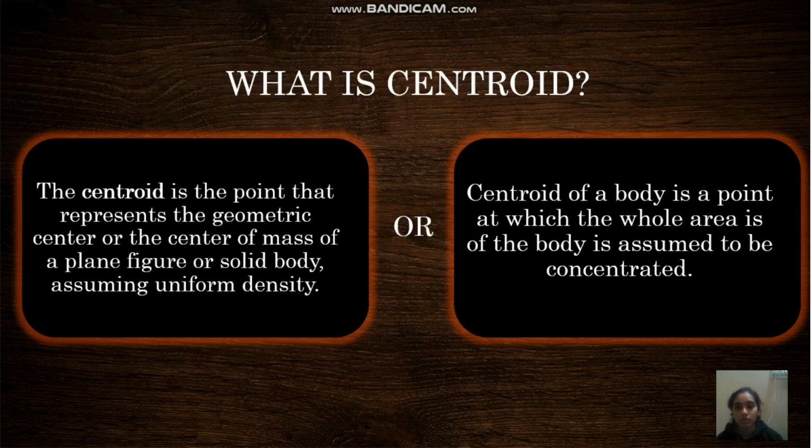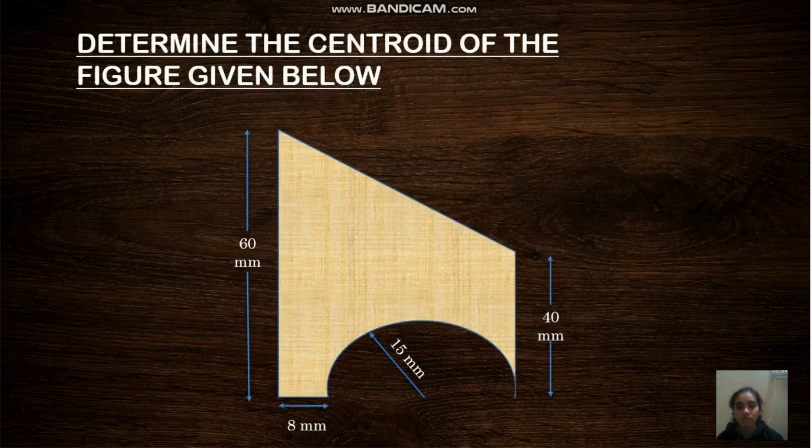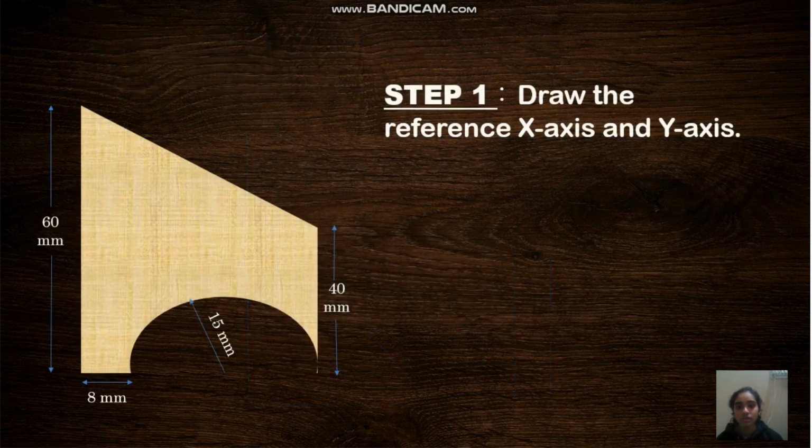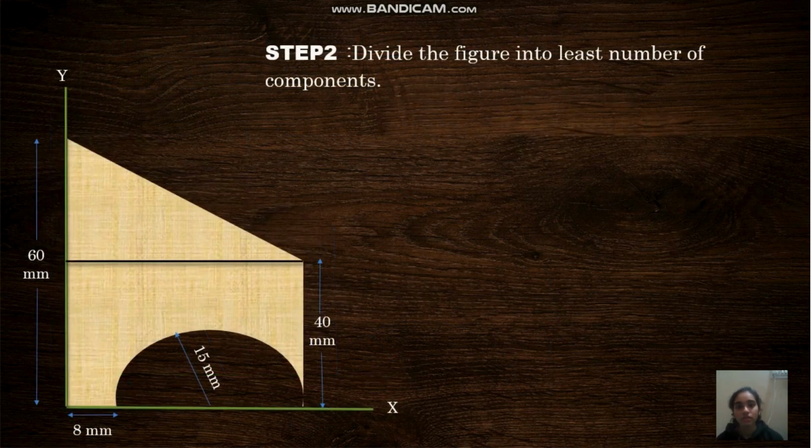Let's move on to the problem. We are going to determine the centroid of this figure over here. The first step is to draw reference axis, x-axis and y-axis to the figure. Next we are going to divide the figure into less number of known components as possible. For this one we have 4 components. First one is the triangle, 2 rectangles, and we have a semicircle.